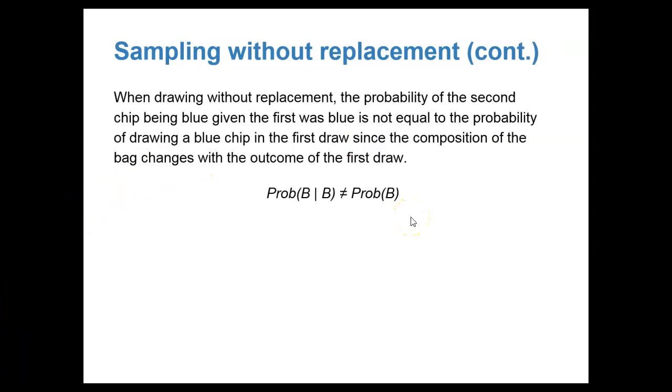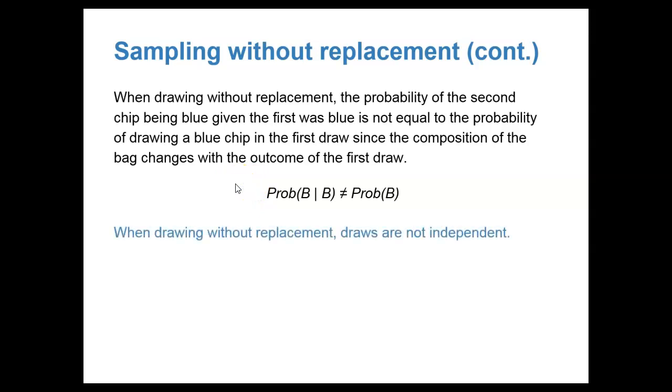So let's summarize what we have just seen about sampling without replacement. When drawing without replacement, the probability of the second chip being blue, given the first was blue, is not equal to the probability of drawing a blue chip in the first drawing, since the composition of the bag changes with the outcome of the first drawing. And again, in probability notation, the conditional probability of the second chip drawn being blue, given that the first chip drawn was blue, with no replacement in between, is not equal to the probability of drawing the blue chip on the first drawing.